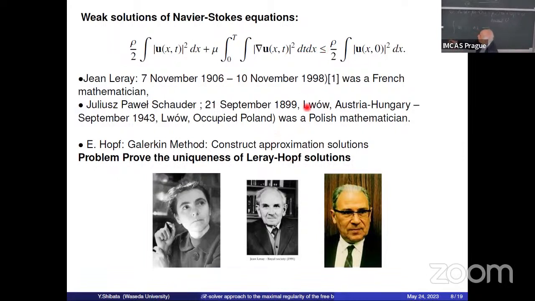And then you get this inequality. If the solution is regular it is an equality, but in general you have this kind of energy inequality, we say. And then Leray and also Schauder proved the existence of a weak solution of this one. And the idea is just a fixed point. It is a very elementary idea, the Brouwer fixed point theory.